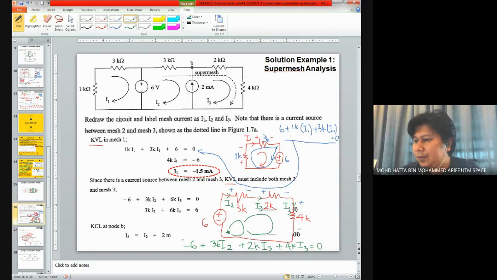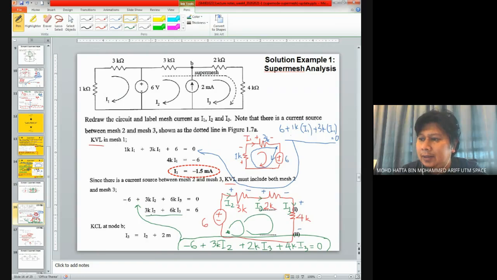So if you look at this equation, basically it's the same equation you find over here. This equation basically can be found over here, and this equation is coming from this kind of circuit arrangement for the super mesh at mesh number 2 and mesh number 3. And if you rearrange that equation, you will end up with these 2 unknown variables, I2 and I3.